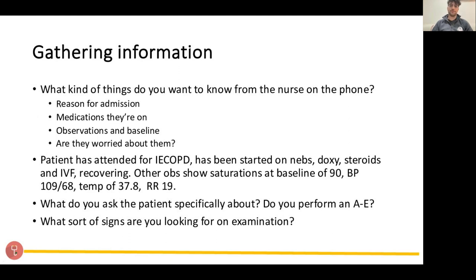And then you'll ask them what their personal background is, the nature of the pain, etc. Whether they've had anything like this before. And then going on from that, asking more specific questions. Do you guys know what sort of signs you're looking for on examination to be worried about a surgical abdomen? Or the couple of signs that would worry you the most.